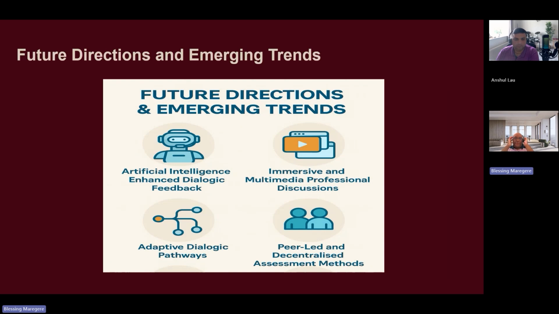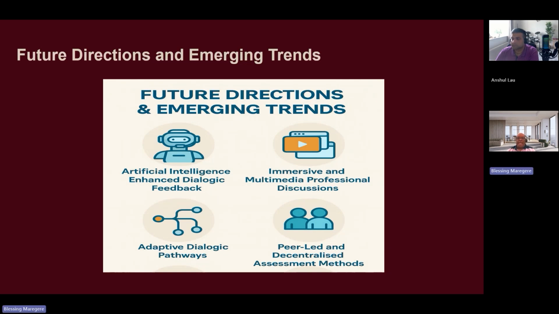So what is the future direction or emerging trends that we're seeing in the use of dialogic assessment and professional discussions? So in the future, there's going to be AI enhanced dialogic feedback. As I appreciate, in some courses, there are hundreds of students, and you're not going to be able to meet each individual apprentice. So in the future, an AI platform or a chatbot will be able to facilitate the professional discussion or dialogic assessment and be able to provide dialogic feedback.